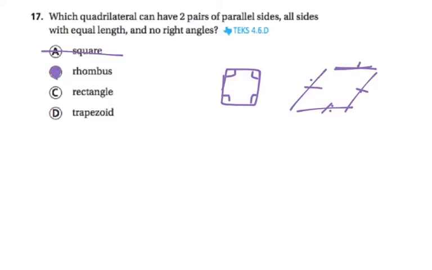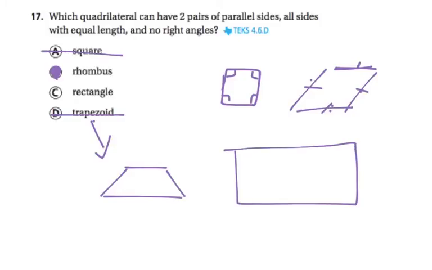Now, going back to this trapezoid, let's look at this trapezoid. A trapezoid has only one set of parallel lines. So that's why that didn't work. And then finally the rectangle. Ooh, there's 2 things that make this one not work out. One is these 4 right angles, and the other is the fact that all the sides are not the same length. Okay, so rhombus was the best answer choice there.